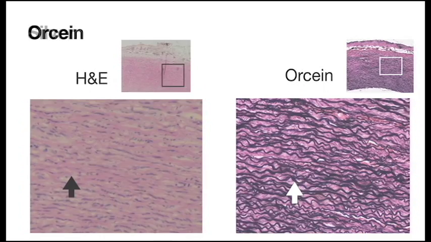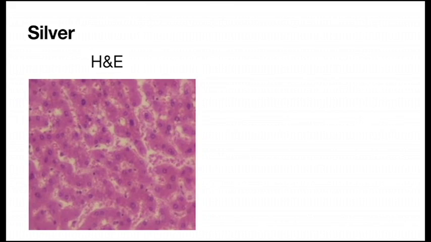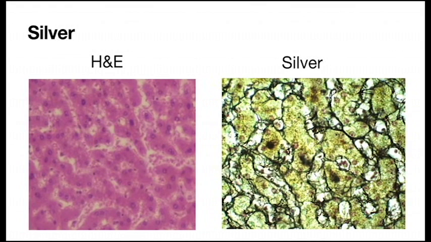Silver is another special stain reacting with reticular fibers. This is again the liver using the H&E stain. When it uses the silver stain, the reticular fibers are now visible as black structures surrounding the hepatocytes. The reticular fibers are said to be argyrophilic or silver-loving. The Wright and Giemsa stain are used to stain peripheral blood and bone marrow smears.